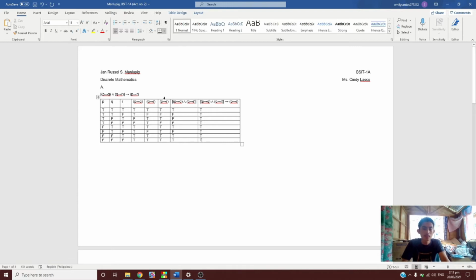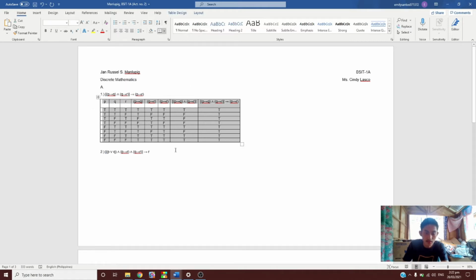So you can see the first statement is actually a tautology, since in the final answer all of the truth values are true. Logically, this statement is a tautology statement. So let's proceed to number two.